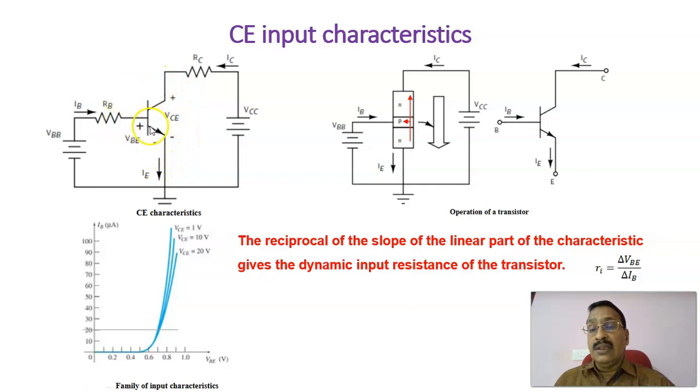In it, the emitter junction is forward biased and the collector is given a reverse bias. Now we are going to change the input voltage VBE, and watch what the input current IB is, that is, VBE versus IB for a given VCE. For a given collector to emitter voltage, we vary this VBE and watch the base current IB. That is the plot of this one.